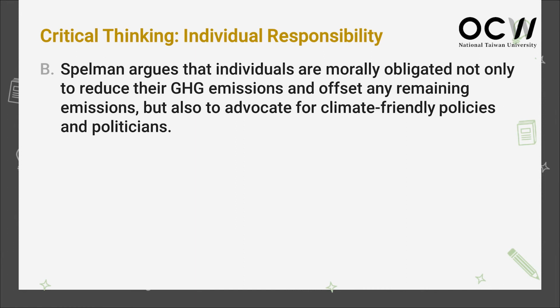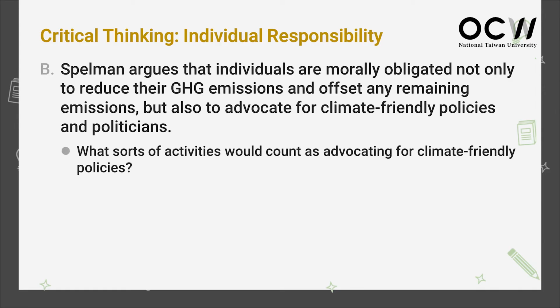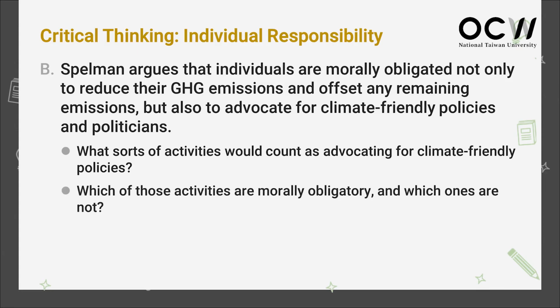Next, in regards to individual responsibility, Spellman also talked about the importance of policies. Now, what I want you to think is what policies can you think of during our daily life that actually advocate for environmentally friendly or climate change friendly behavior? When you're performing these tasks or activities, which of these are actually morally obligated and which of these are not?